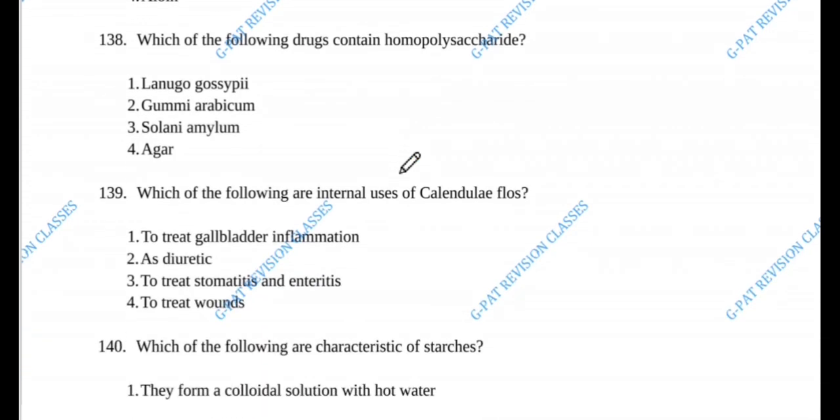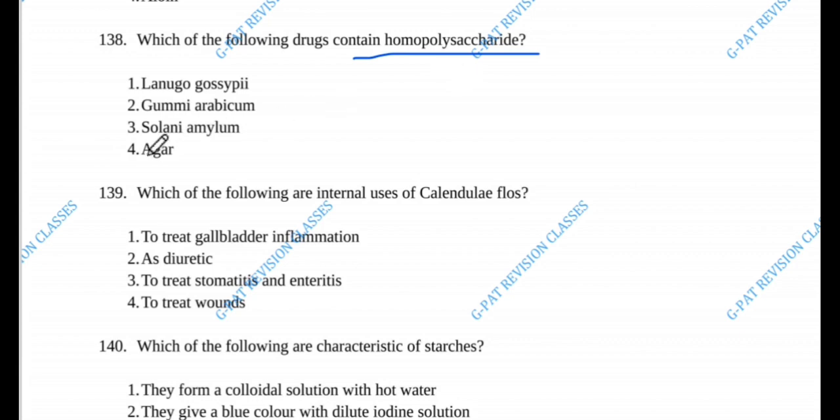Next is question number 138. Which of the following drugs contains homopolysaccharides? The answer is second, gummi arabicum. The answer is second.